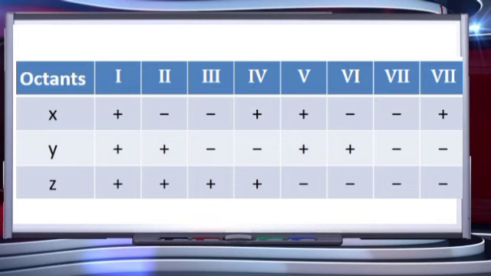and y are same. In second octant and in sixth octant again x and y are same. In third and seventh x and y are same. In fourth and eighth x and y are same. And in case of z, first 4 are positive, next 4 are negative. So this is the way to revise this table.